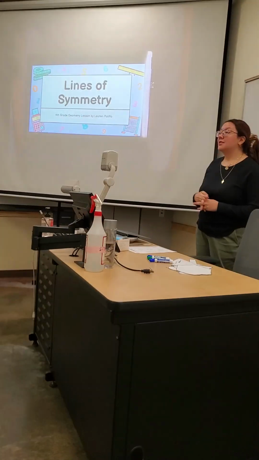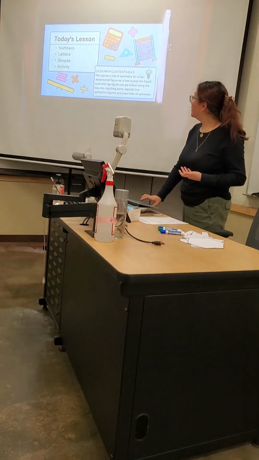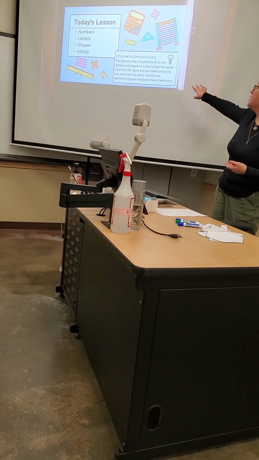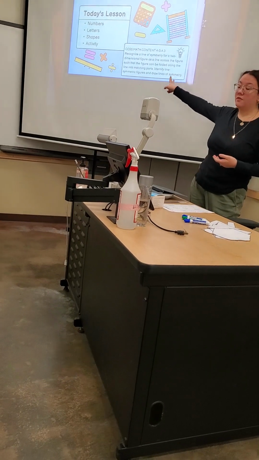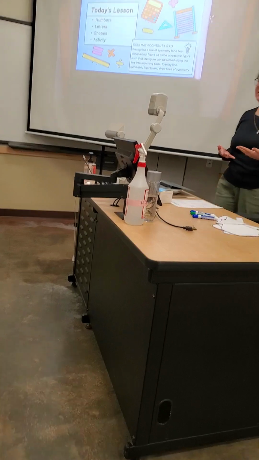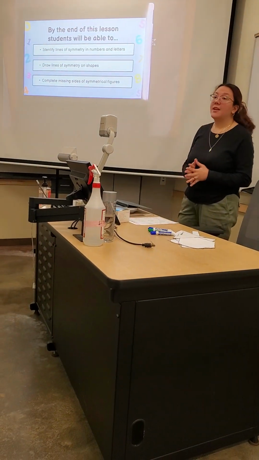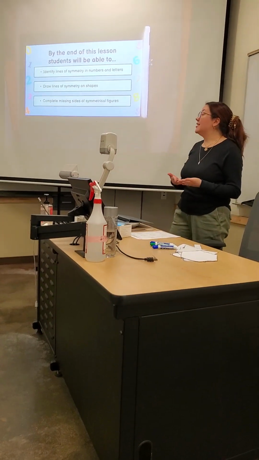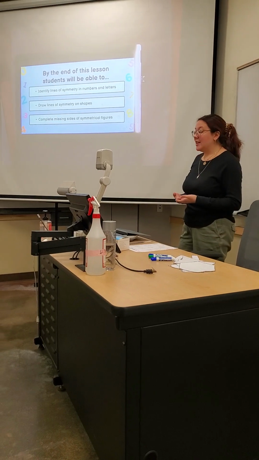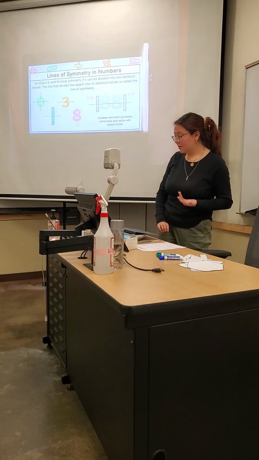Patino. This is my 4th grade lesson on lines of symmetry. This covers the math standard of recognizing a line of symmetry for 2-dimensional figures. In today's lesson, we're going to go over numbers, letters, shapes, and a tiny activity. By the end of this lesson, students will be able to identify the lines of symmetry, draw the lines of symmetry, and even complete missing sides on symmetrical figures.